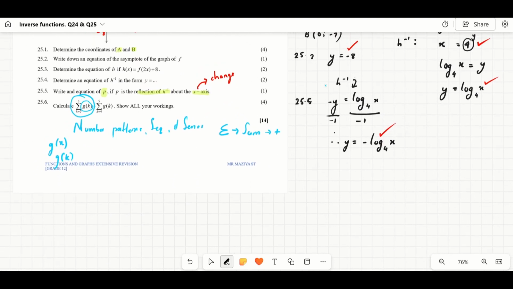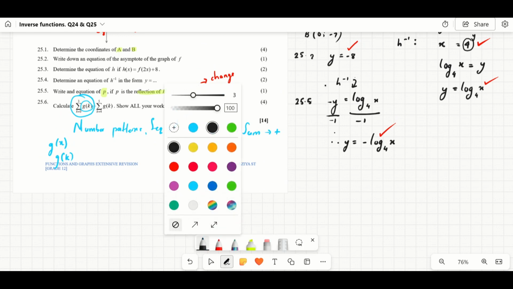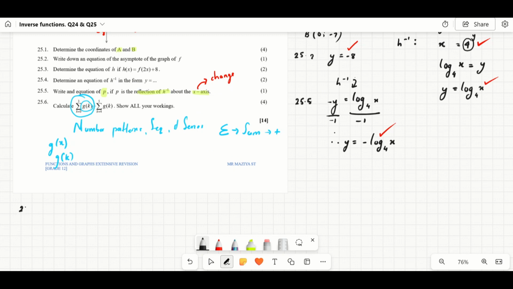So let me answer the question. Question 25.6. Let me find g of x or g of k in that respect. So y, I see that the a is a turning point. So a into (x plus p) squared plus q. Now the q and the p is the turning point. Okay, so y is equal to a into (x minus 3) squared plus 0.